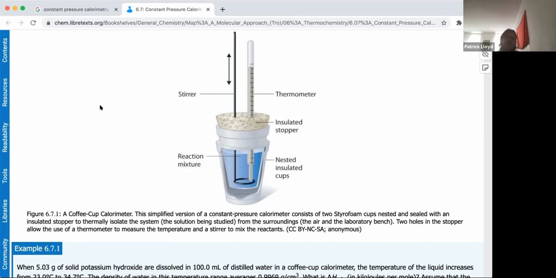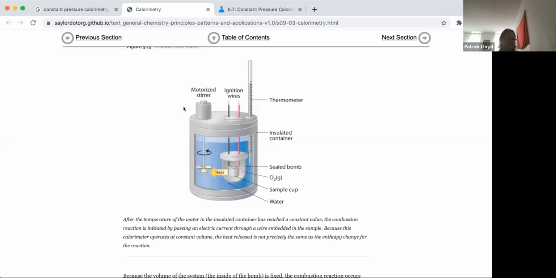Okay. I do want to point out that there is something called a constant volume calorimeter. I'm going to see if I can bring this up for you. Yeah, here it is. So this is called a constant volume calorimeter. It's an image on a website. Let me share. Okay, there it pops up. So that's a constant volume calorimeter.